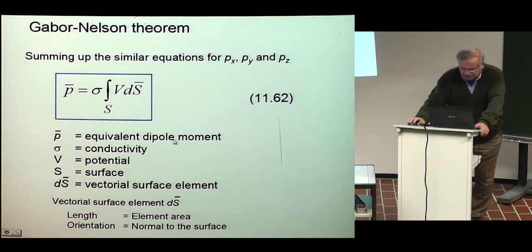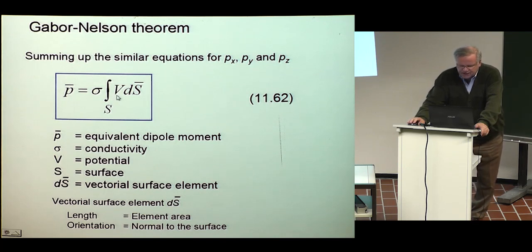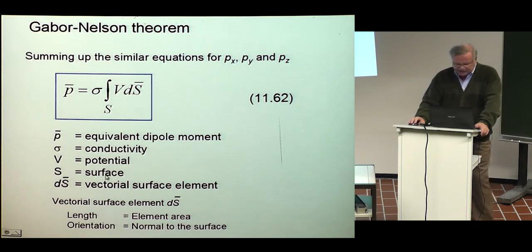P is the equivalent dipole moment. Sigma is the conductivity of the volume conductor. From the preconditions, you found that the conductivity is homogeneous, so it can be taken outside the integral. V is potential, S is surface, so it is a surface integral, and dS is a vectorial surface element. Very, very simple equation.